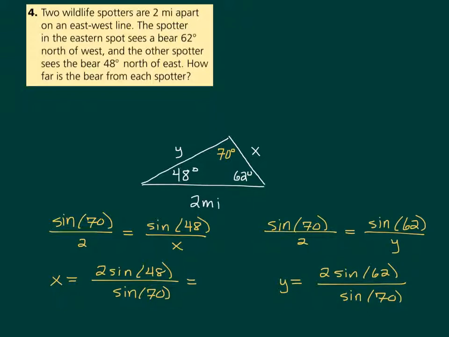X is going to be about 1.6 miles. Y is going to be about 1.9 miles. So, how far is the bear from each spotter? 1.6 miles from the spotter in the east, 1.9 miles from the spotter in the west. Done and done.